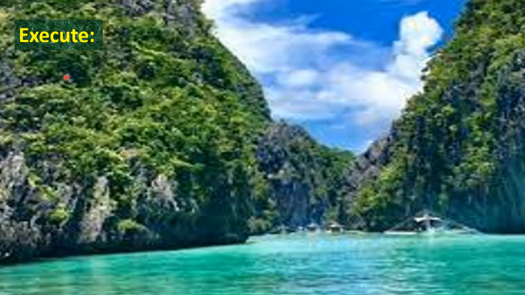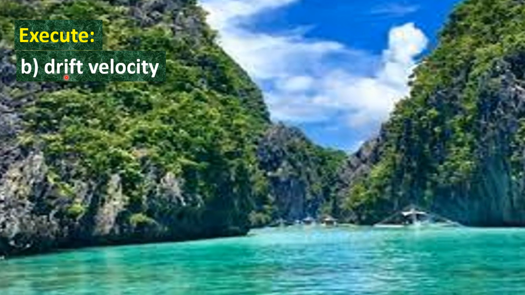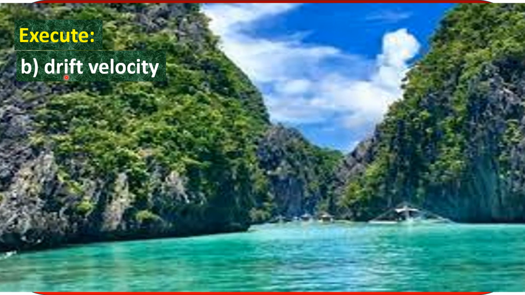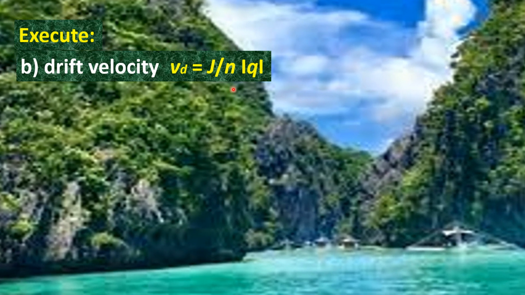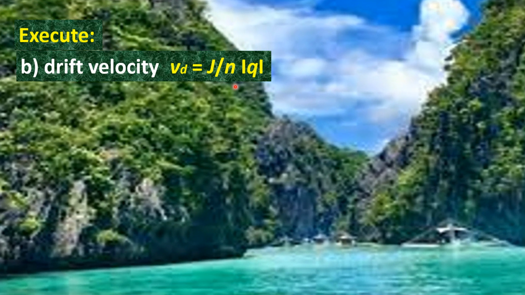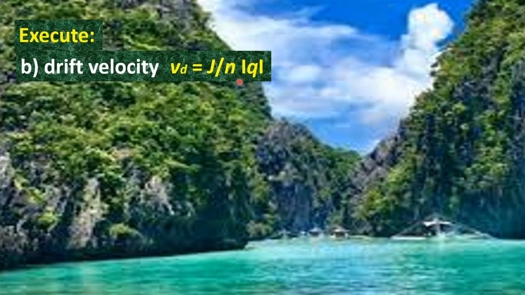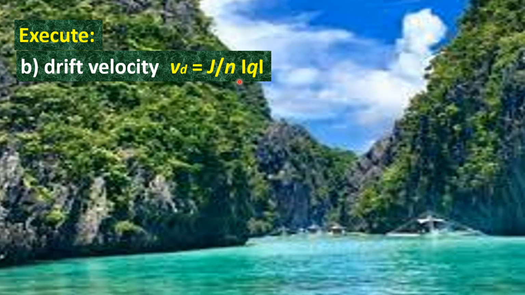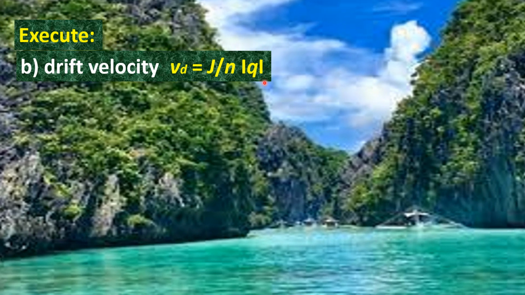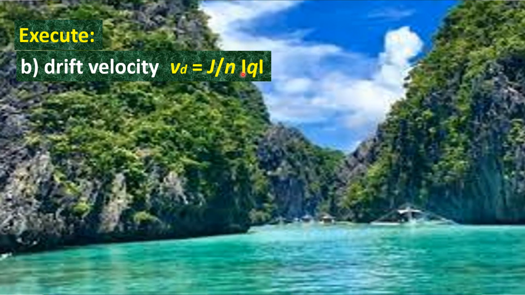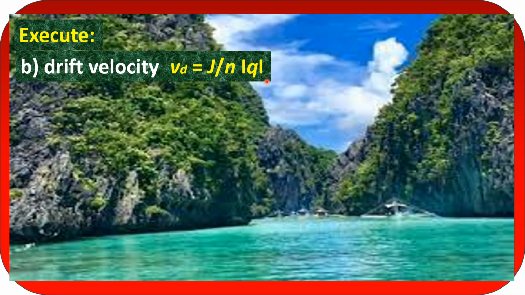Calculating for the drift velocity, v sub d, which is equal to the current density, capital J, divided by small letter n, which is the density of the free electrons, multiplied by the absolute value or the magnitude of the charge of an electron.